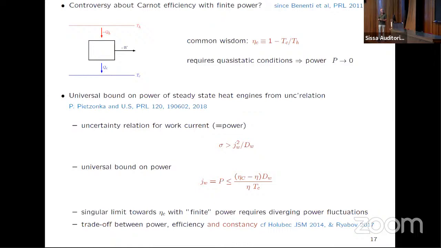I found this surprising. I thought there must be some additional effect which will prevent this. But now and then there were quite a number of papers, and using the uncertainty relation, we could understand these various case studies now in the following way. In the steady state case, power is a current. So we apply the uncertainty relation to this work current, which is power. And now the entropy production can be related to the exchanged heat.